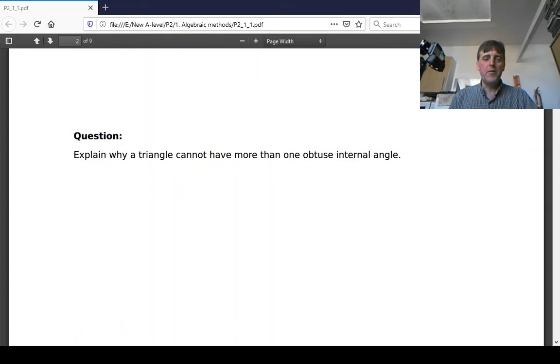So here's a question for you to start thinking about right away. This is going to introduce us to this topic. Explain why a triangle cannot have more than one obtuse internal angle. Of course, I'm sure you remember, but an obtuse angle is an angle which is between 90 degrees and 180 degrees. Pause the video, make sure you think about it, and only restart once you think you've got an answer.